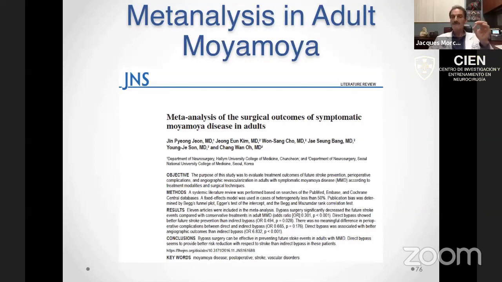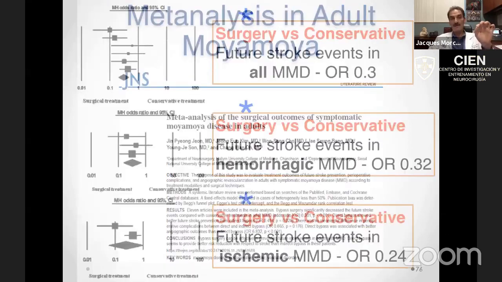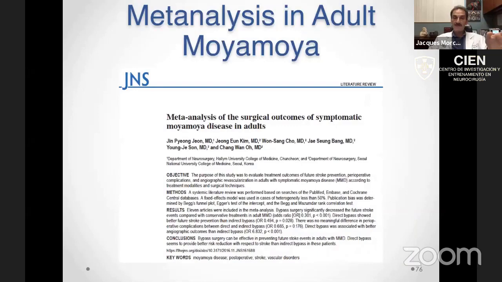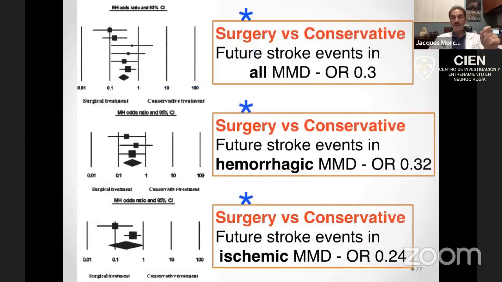They need to meet the stage 2 hemodynamic insufficiency to have the bypass done. This meta-analysis a couple of years ago looked at Moyamoya disease and whether you should do direct or indirect bypass. I'm a strong believer that direct bypass in the adults is better, and this meta-analysis shows it.